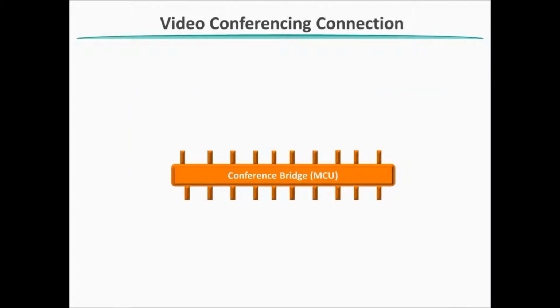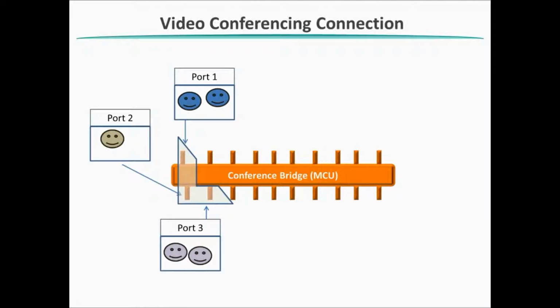This diagram shows how to connect multiple locations to a video conference. Participants must dial into a bridge, also called an MCU. The three rooms will dial into the bridge and will be joined into a video conference.